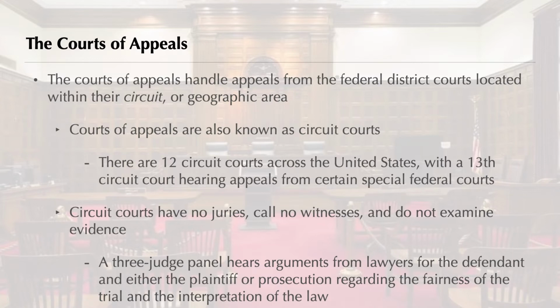A court of appeals has no jury, calls no witnesses, and does not examine any evidence. Instead, lawyers for the defendant and the plaintiff or prosecution make arguments in front of a panel of 3 judges. The judges decide either to affirm the lower court's decision or to reverse it. Like state appeals courts, the courts of appeals are not concerned with guilt or innocence, only with whether the original trial was fair and whether the law was interpreted correctly.